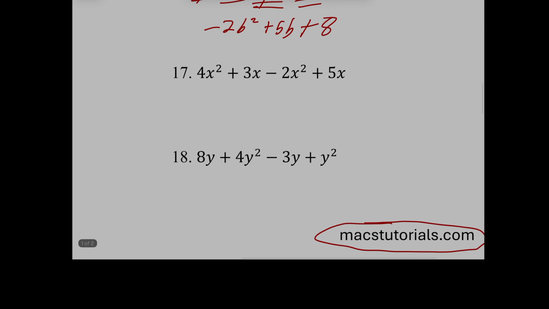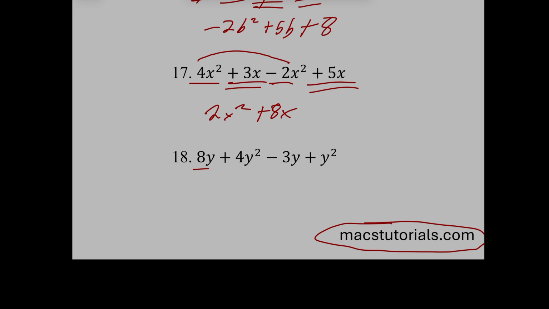Number 17, I have a 4x squared, 3x, that's different, 2x squared, that gets a single, and a 5x, that gets a double. Ooh, I got a few of these to combine. That's kind of cool. Let me start with my x squareds. 4x squared minus 2x squared, it's just 2x squared. And here I have a positive 3x and a positive 5x. That's going to be a positive 8x. There, like terms combined. Pretty cool.